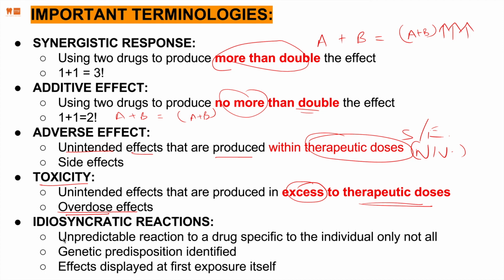And last but not the least, idiosyncratic reactions. These are unpredictable reactions to a drug specific to an individual, not all, right? For example, you're looking at me being allergic to a drug with skin rashes excessively. However, if you were to take that drug, you will not have any effects. So that is an idiosyncratic response on my end. Some people may have a genetic predisposition identified. Now, I say some, but the research suggests that idiosyncratic responses are genetically based responses. And effects are displayed at first exposure itself. So when you have to answer a question that says, is this an idiosyncratic reaction or an adverse reaction, please look for genetic predisposition and also look for unpredictable reaction, which is individual specific on the first response, first exposure itself.